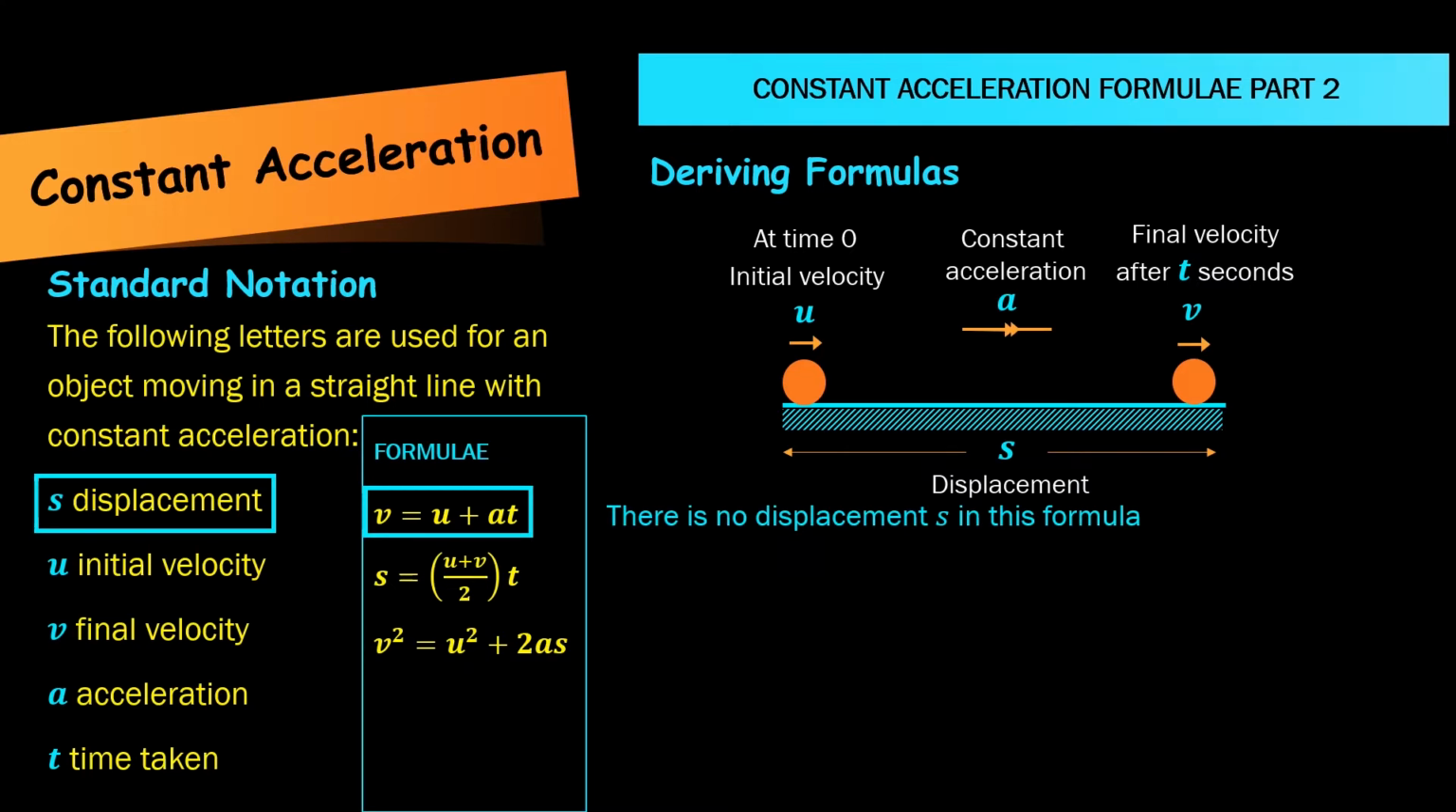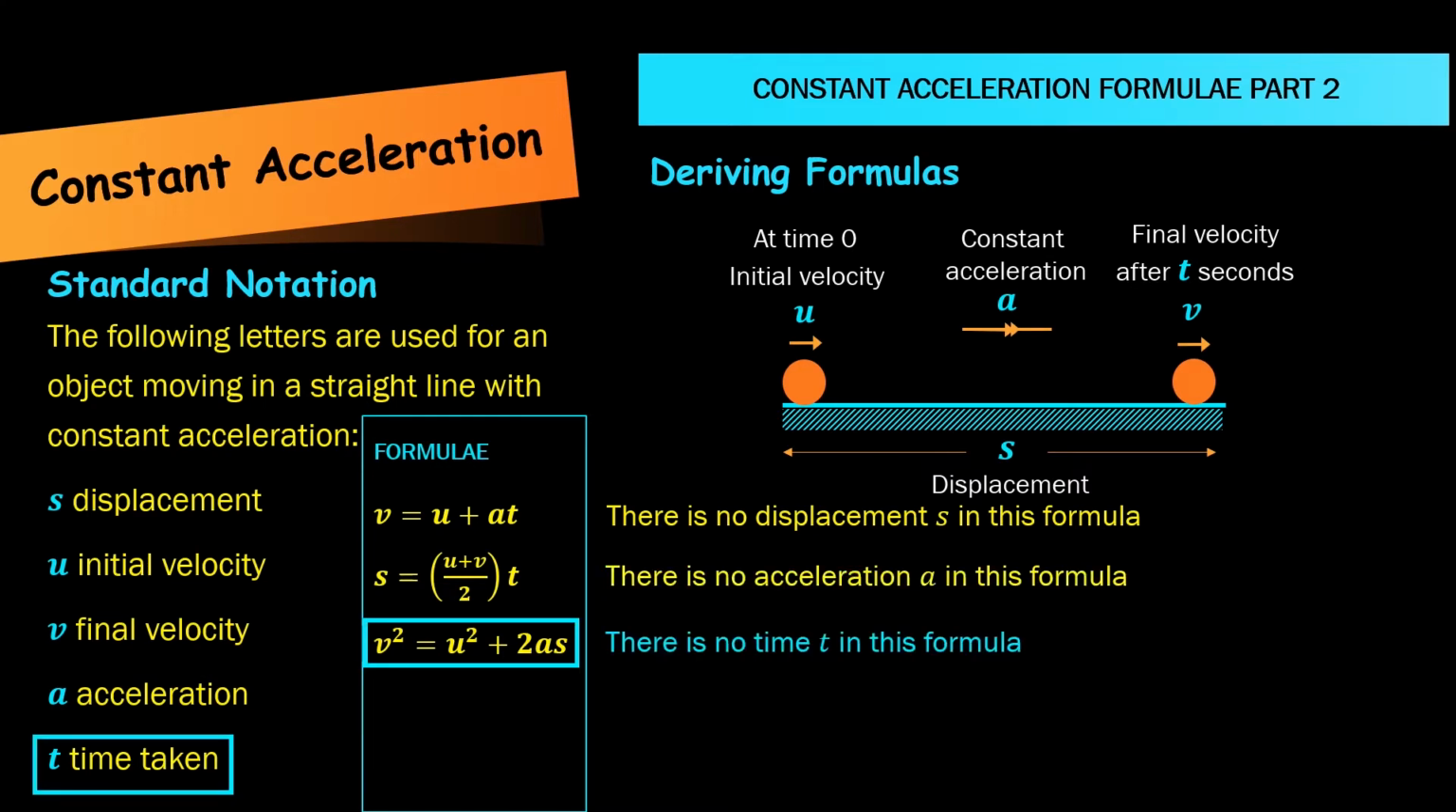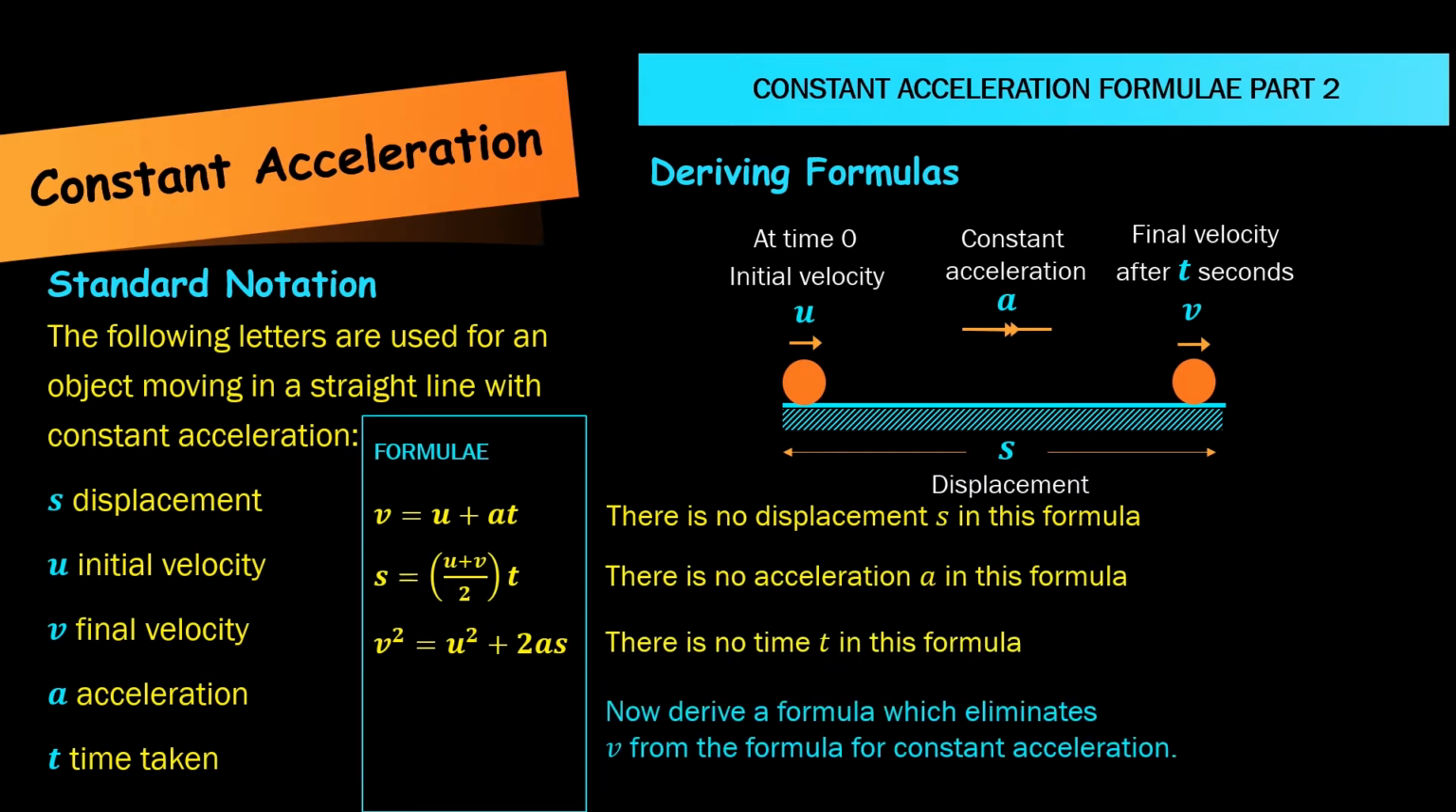So let's summarize again. There's no displacement s in the first formula. There is no acceleration a in the second formula. And there is no time t in the third formula. We're now going to derive a formula which eliminates v from the formula for constant acceleration.